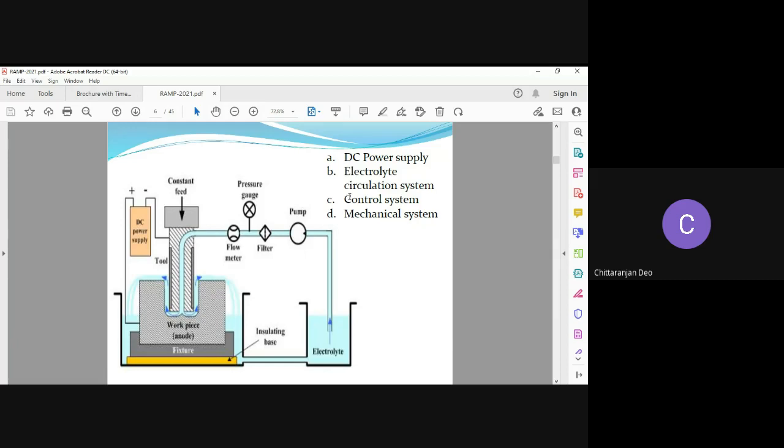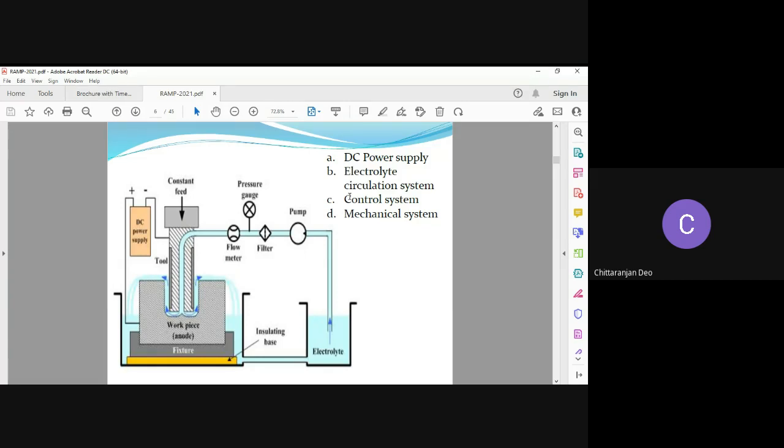The gap between the tool and the workpiece must be low for high accuracy. Thus, you can say the voltage must be small to prevent short circuit. So, for an industrial ECM machine, the recommended voltage range is 5 to 25 volts. The control system uses some of this electric power.